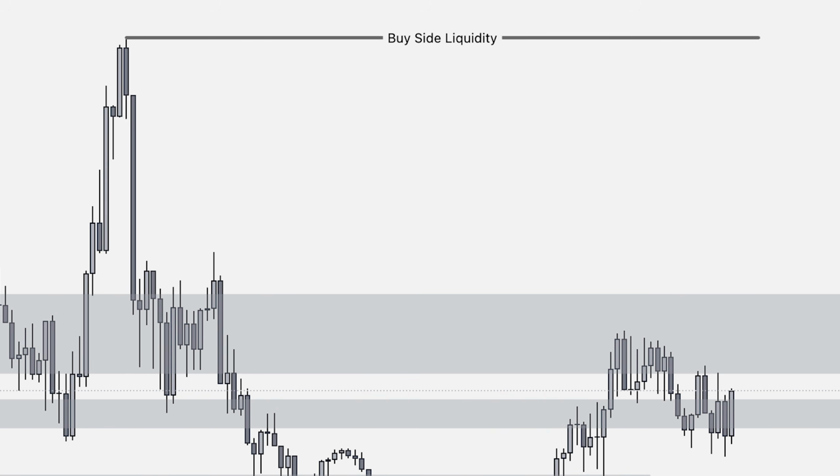So if this is buy side, if this is sell side, that is very important for you to know. Now very important, you're going to ask, how can I know what the next draw on liquidity is? Let's hop into the charts right now to give you a better understanding of this.